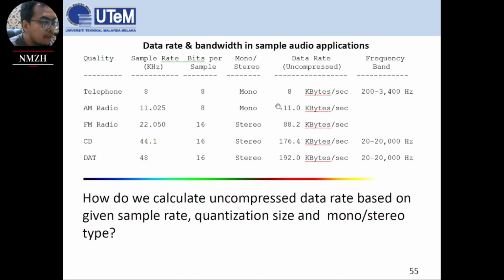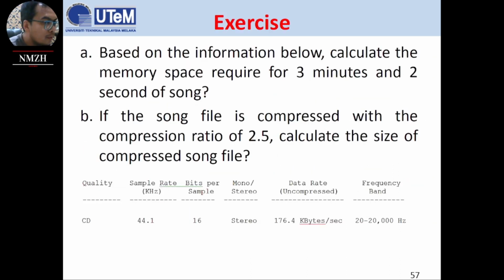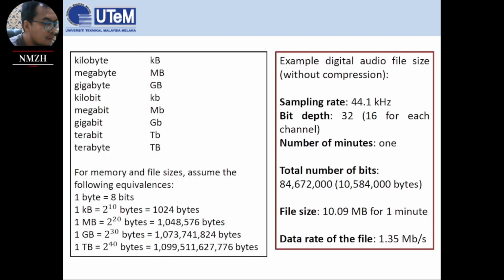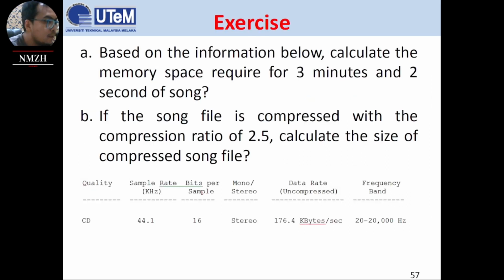So the data rate is commonly taken from here. Okay. So telephone is 8, AM radio is 11, FM radio is 88.2, and etc. Right? So I think this one has been discussed before, and this one is kind of an exercise for you, if in case you have time, then please do it.